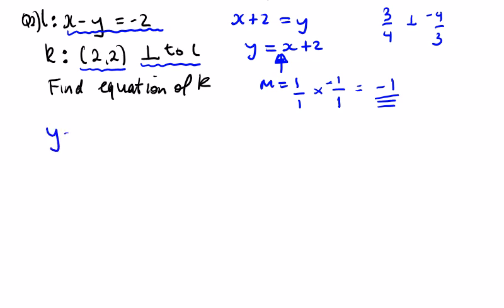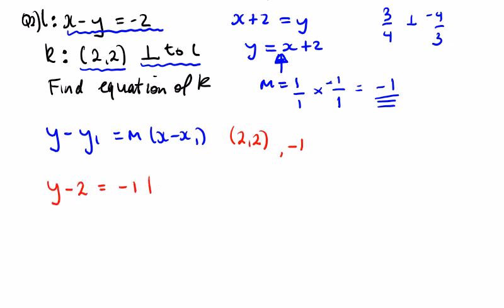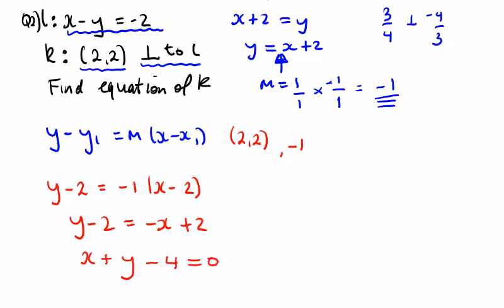So the equation of K, y minus y1 is equal to m times x minus x1. We have our point 2, 2, and we have our slope of minus 1. So y minus 2 is equal to minus 1 times x minus 2. y minus 2 is equal to minus x plus 2. This is just repetition at this point. The keys to these questions are the little bit of knowledge at the start, and then they become easy. So bring x to the left, we have x plus y, and we also have a minus 2, and bringing a plus 2 over will make minus 2 minus 4 is equal to 0.